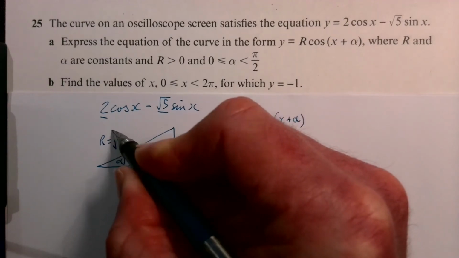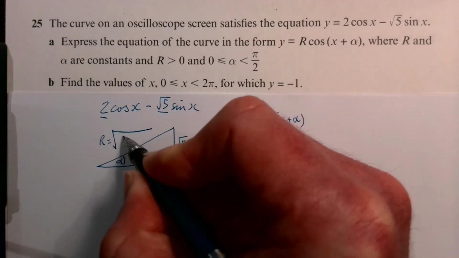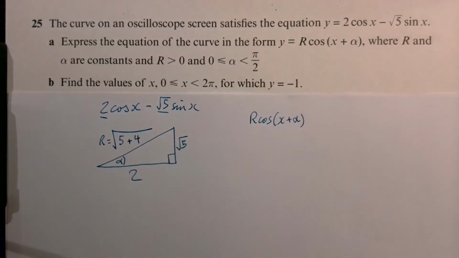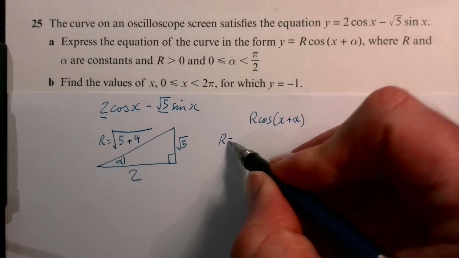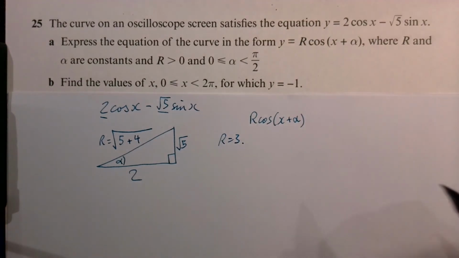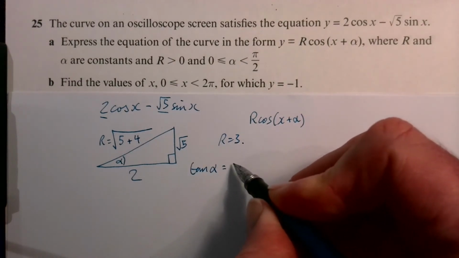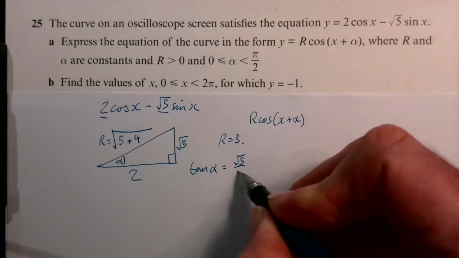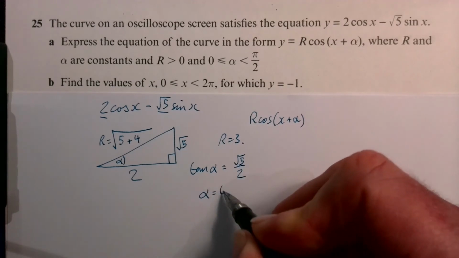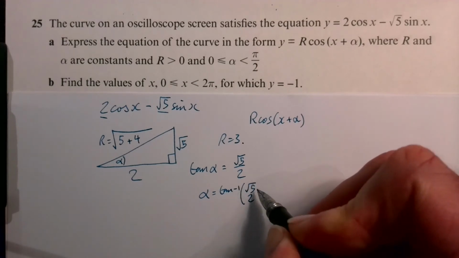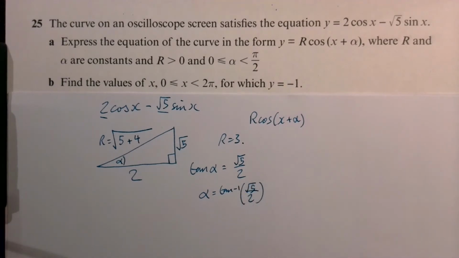the hypotenuse, so that'll be the square root of 5 plus 2 squared is 4. So the square root of 9, so r is going to equal 3. Tan alpha will be root 5 over 2. Alpha is tan to the negative 1 of root 5 over 2.